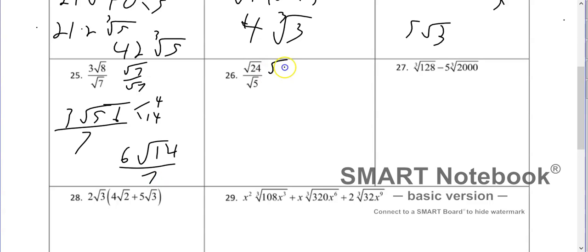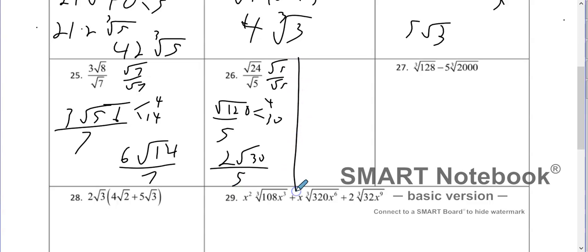For this one, again, multiply it by radical 5 over radical 5. On the bottom, I'll simply get 5. On the top, I get radical 120. Well, that's 4 times 30. The square root of 4 is 2. The square root of 30 stays over 5.